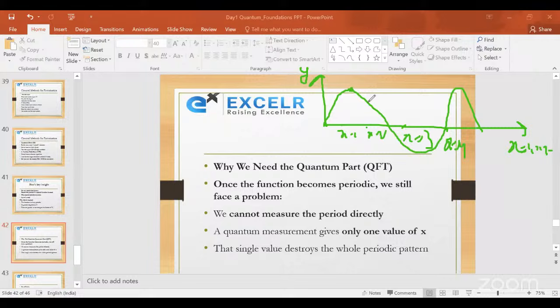Suppose at this point we are measuring. When we are measuring at this point, we are left with this value of x only. So when we are left with this value of x, we cannot find the periodicity. So what we are doing is converting. There is one solution for this.